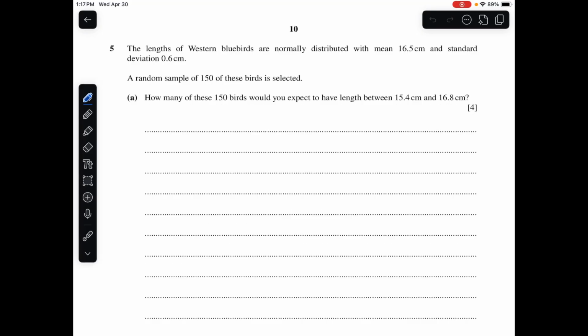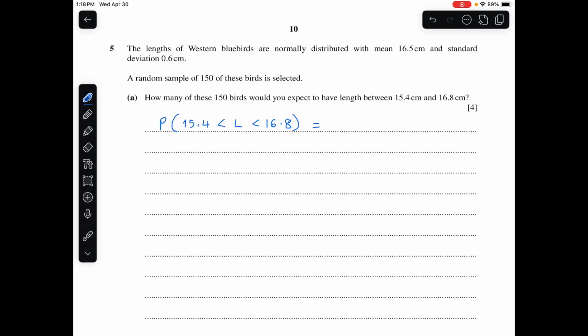Question number 5. The lengths of western bluebirds are normally distributed with mean of 16.5 and standard deviation of 0.6. A random sample of 150 of these birds is selected. How many of these 150 birds would you expect to have a length between 15.4 and 16.8? So we need to calculate the probability of birds having the length between 15.4 and 16.8. This is what our question is.